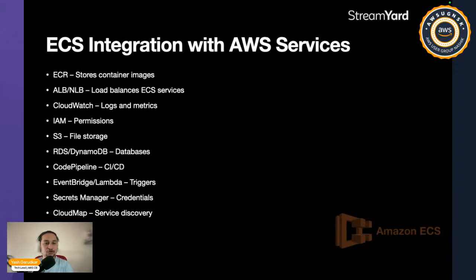Okay, so ECS integration with other services. Basically, when you come to Amazon and you are using ECS, pretty much everything that is available on Amazon is at your disposal. So you can use ECR, which stores your container images. So what is a container image?